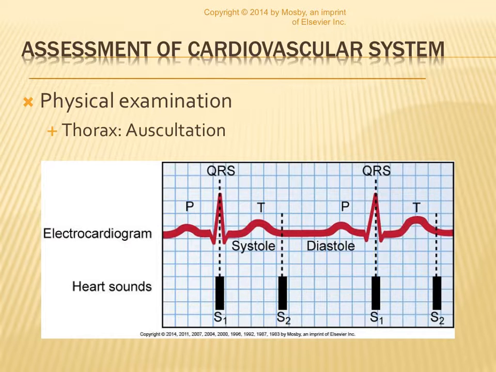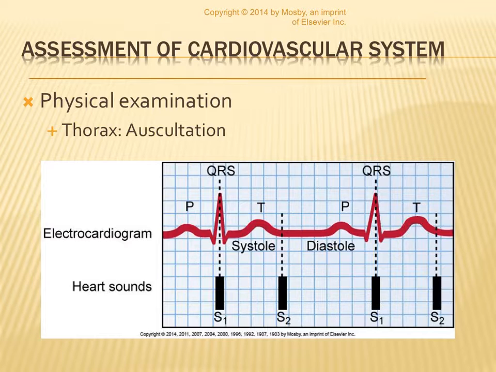Something you can do is have the patient lean forward while they're sitting. This enhances the sound. The other thing you can do is have the patient lay on their left side, which will also enhance the sound. If they lay on their left side, this enhances the sound in the mitral area. If they are sitting forward, this enhances the sound over the aortic and pulmonic area.